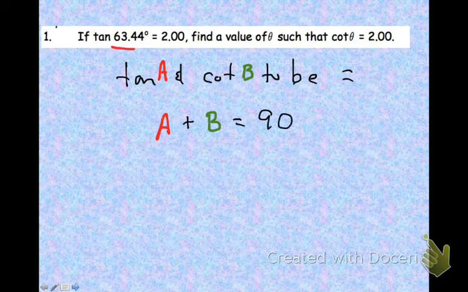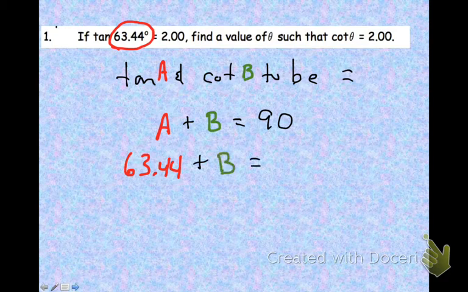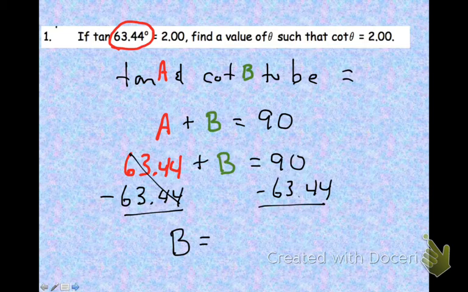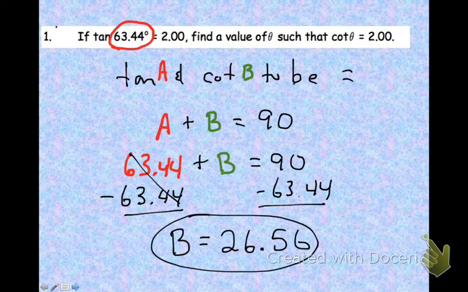Well, we know that A is 63.44, plus our B equals 90. So to solve that, all you would have to do is subtract 63.44, which ends up to be, oops, I flipped the wrong direction here, 90 minus 63.44 is 26.56. Okay.